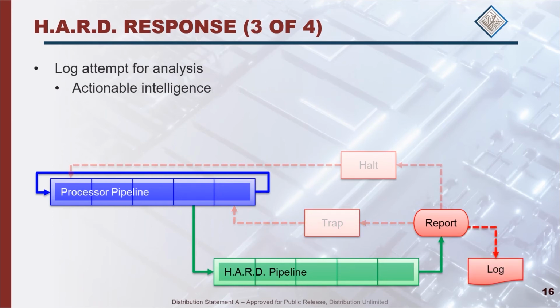A third type of response would be just to simply log the attempt along with some other details. This would provide some actionable intelligence that could be done. So you could potentially, say, be logging IP addresses as to where the attack is coming from, and then use that information to decide how you're going to respond to those IP addresses in the future.